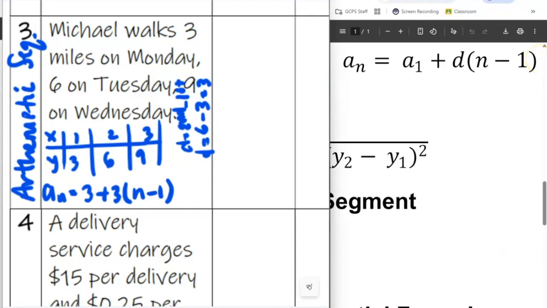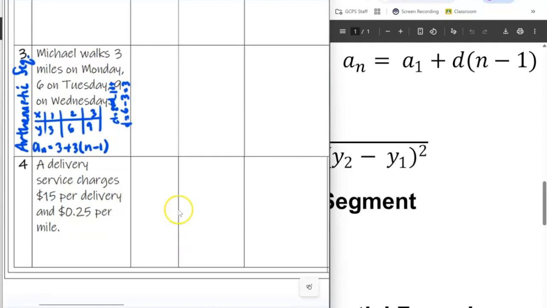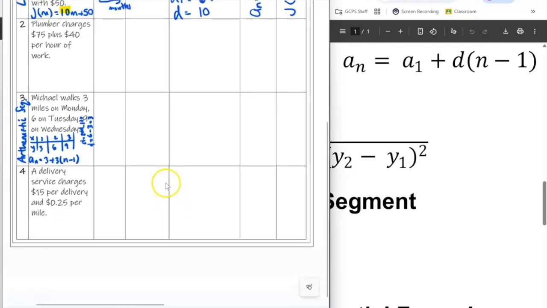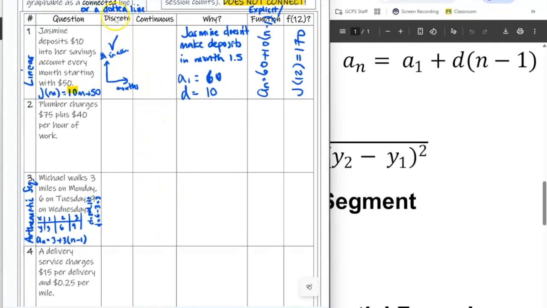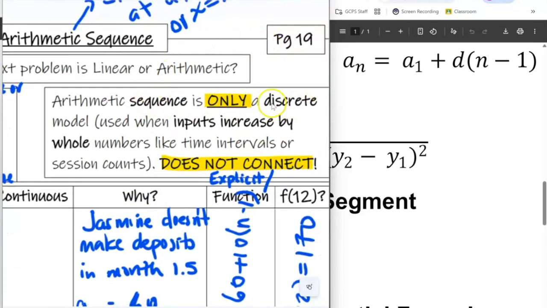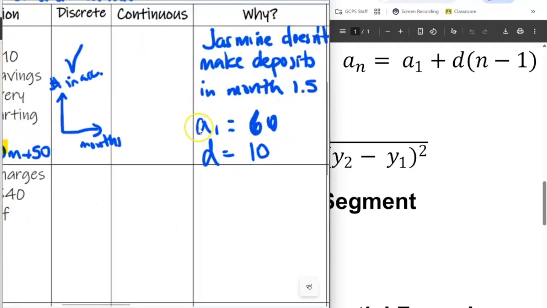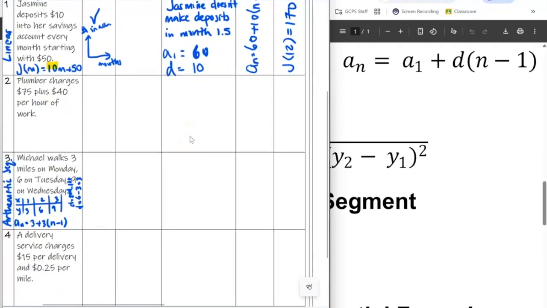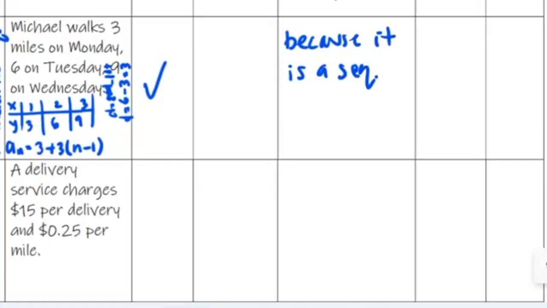Boom. So that is that in explicit form. Okay, so now that I have that in explicit form, I know that automatically I don't even have to think about the question. All sequences are what kind? They are discrete models, right? So I already know that this is discrete. And why is it discrete? Because it's a sequence. And I'm just going to write "seq." because of sequence.